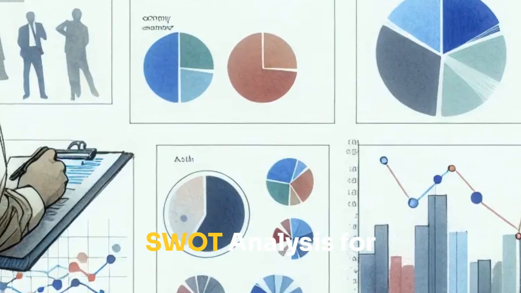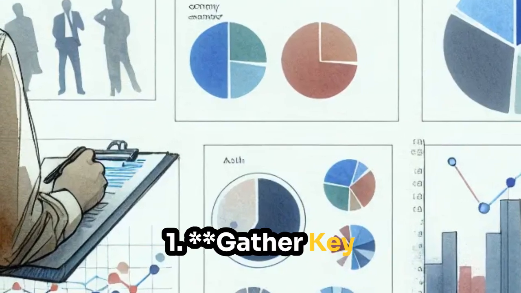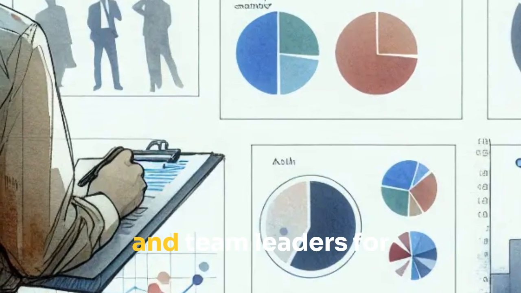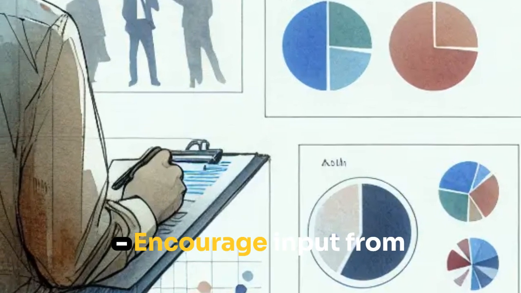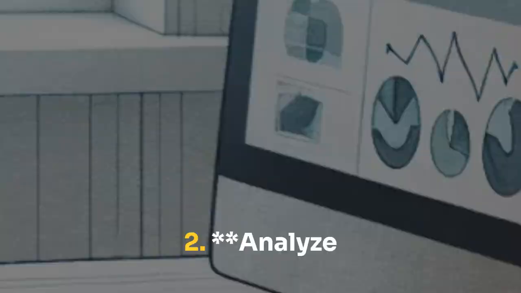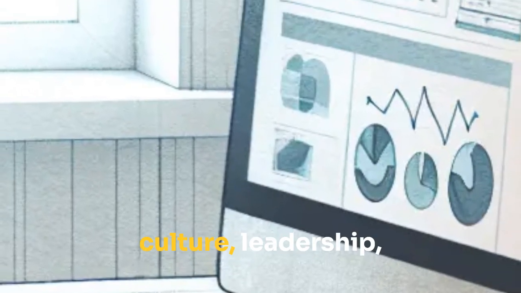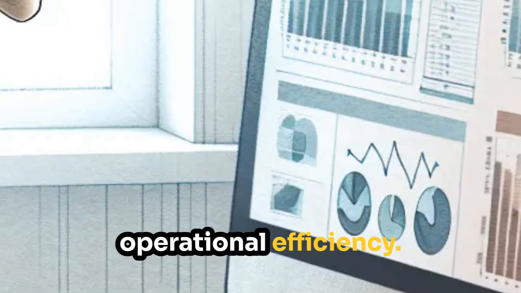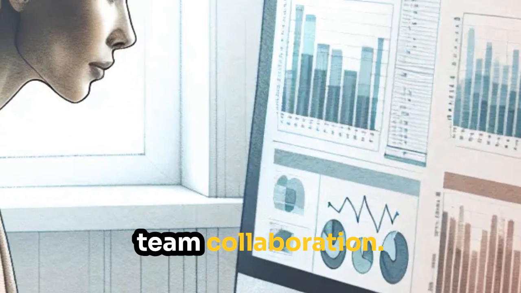Steps to conduct a SWOT analysis for organizational design. 1. Gather key stakeholders. Involve executives, department heads, and team leaders for a comprehensive assessment. Encourage input from employees across different levels. 2. Analyze internal strengths and weaknesses. Assess company culture, leadership, employee skills, and operational efficiency. Identify gaps in communication, processes, and team collaboration.